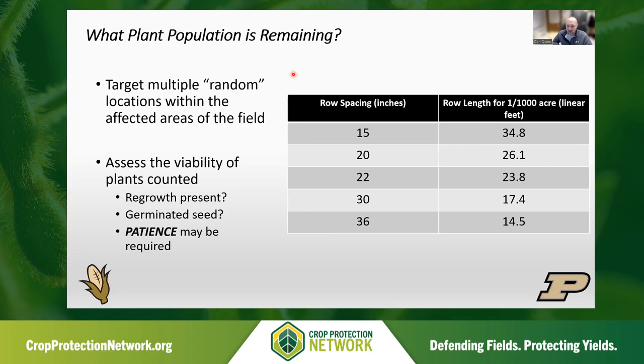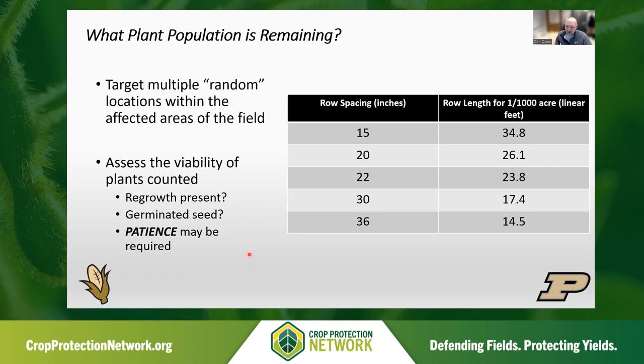So it's important to not only count the plants that are in the affected areas, but also assess the viability of those plants. Are they still alive? Are they germinated? Do they still have a chance of actually regrowing, or are they no longer viable? Are they dead and not going to survive in that specific area? So we can kind of factor those out.